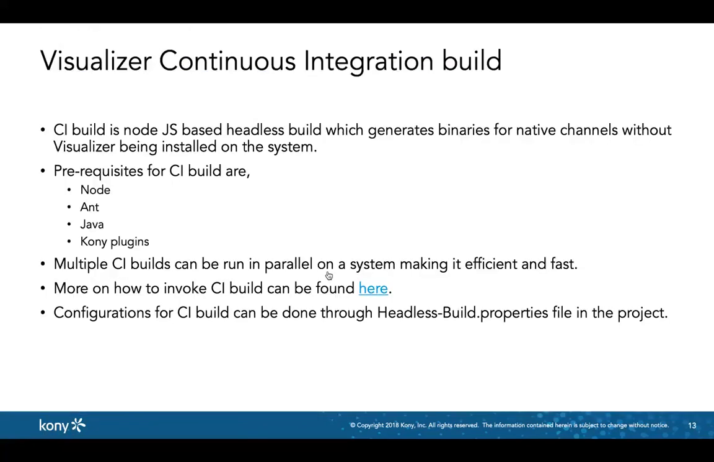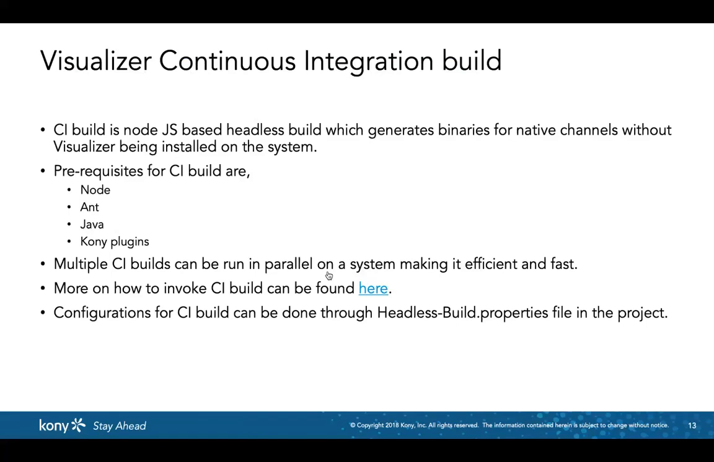So we'll be moving towards Visualizer continuous integration build. So we call it CI build here. So CI build is a Node.js based headless build which generates the binaries for native channels without Visualizer being installed on the system. So you actually don't need to install Visualizer on your system to build the binaries.